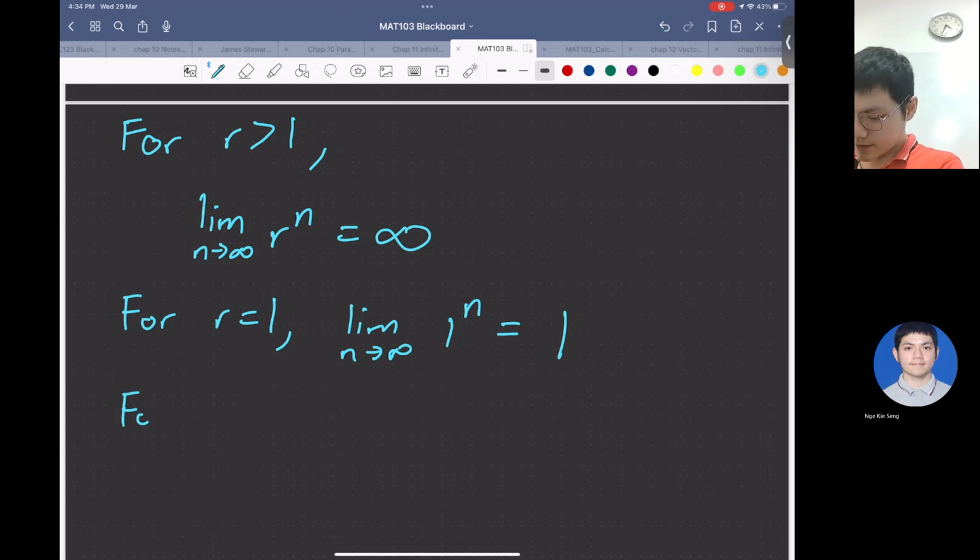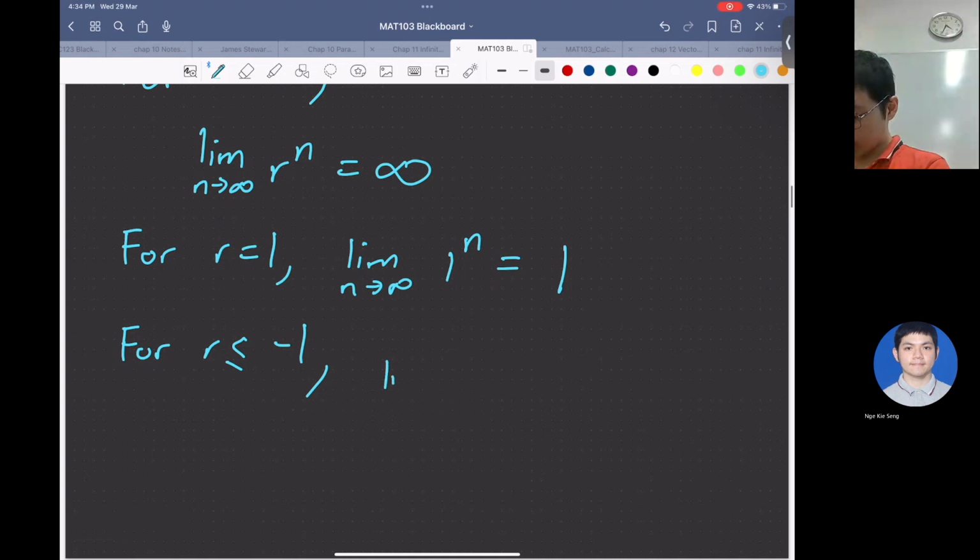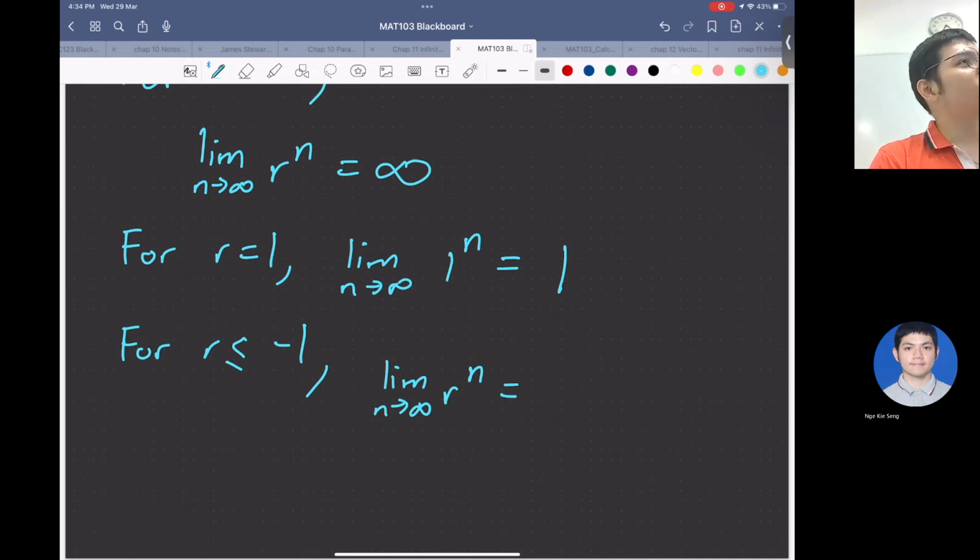When R is less than or equal to -1, what happens? What happens to this? Oh, it does not exist. This one does not exist. Why? Do you know why it does not exist?